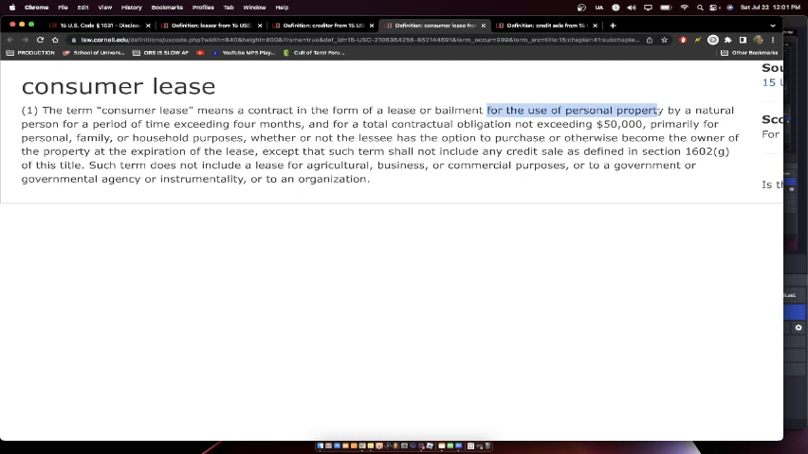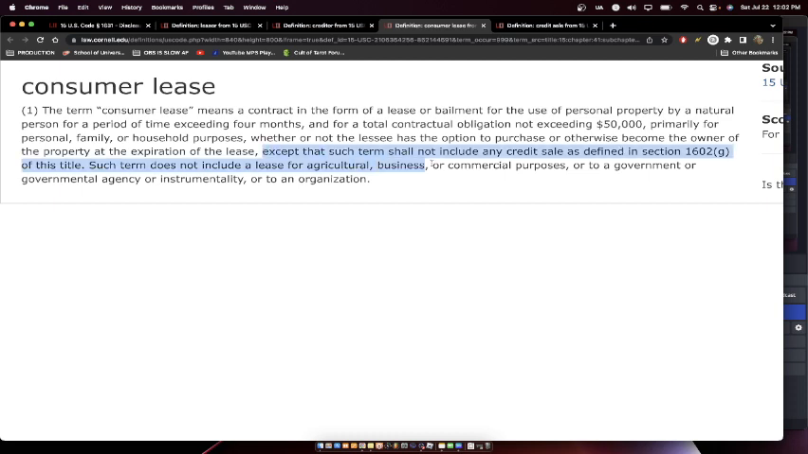for the use of personal property by a natural person for a period of time exceeding 4 months, and for a total contractual obligation not exceeding $50,000, primarily for personal, family, and household purposes, whether or not the lease has the option to purchase or otherwise become the owner of the property at the expiration of the lease, except that such term, consumer lease, shall not include any credit sale.